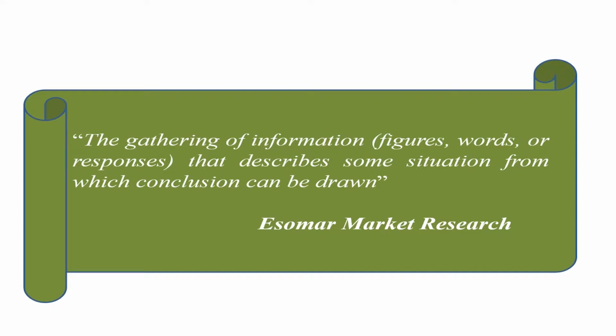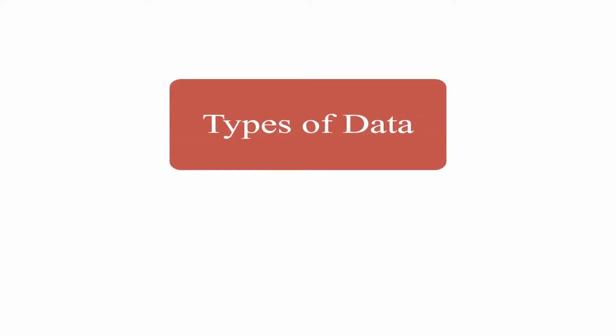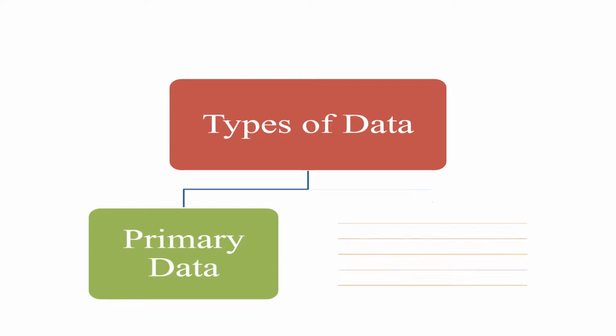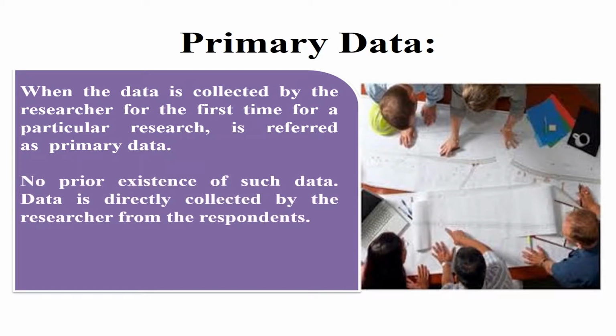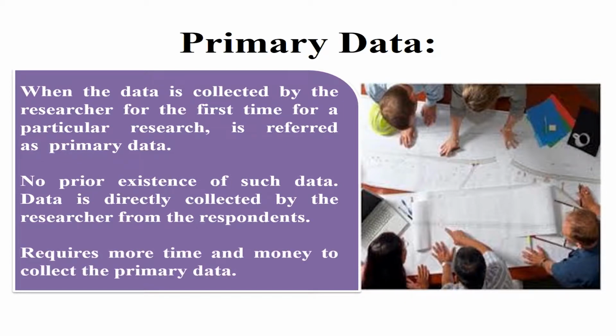Let's now know about the types of data. As already discussed in the previous video, there are 2 types of data: the primary data and the secondary data. Primary data is the data collected by the researcher for the first time for a particular research, and this is referred to as primary data. There is no prior existence of this data. Data is directly collected by the researcher from the respondents. It requires more time and money to collect the primary data.